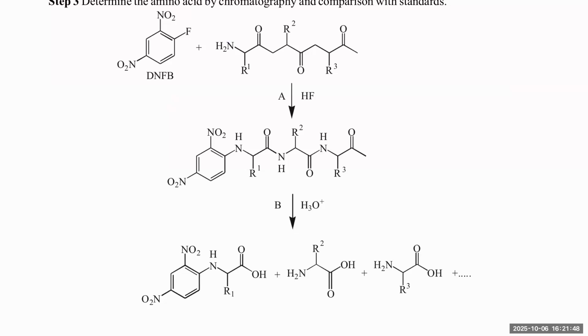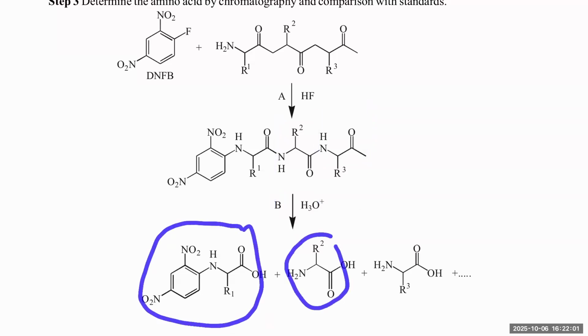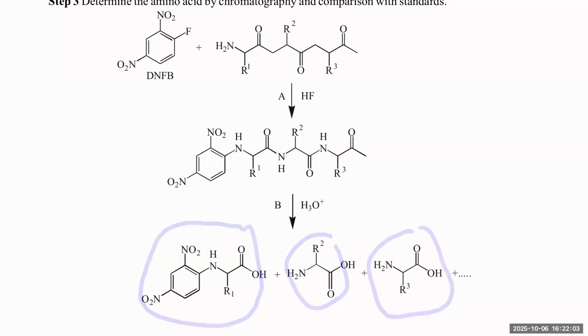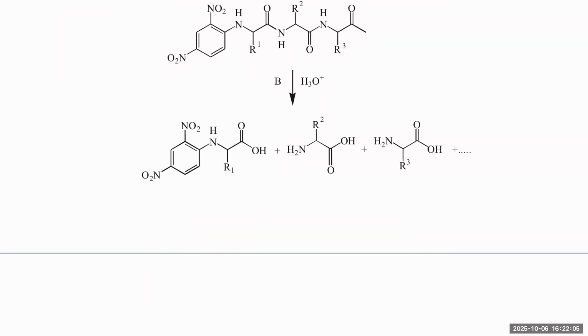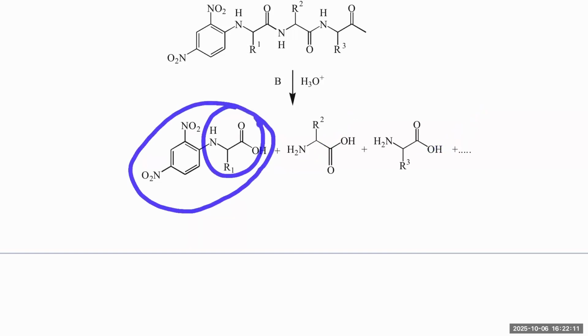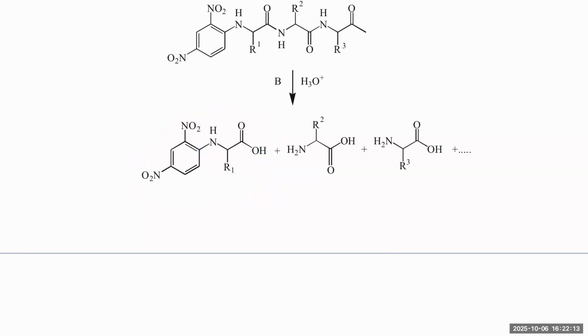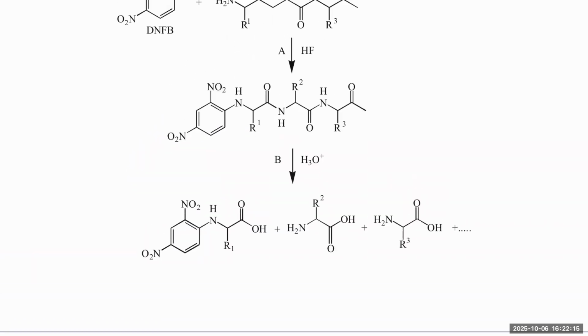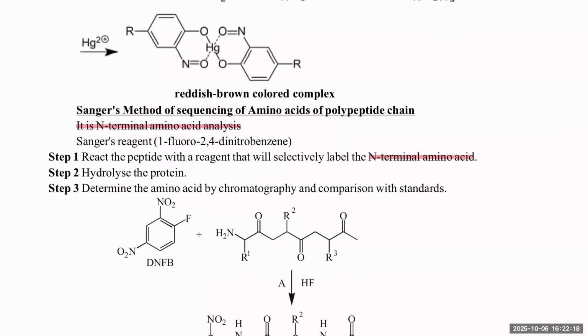Once it comes out here, then hydrolysis. On hydrolysis, this will break. All the amino acids will break, and you will get this part, and this part. Clear? So from here, because these two got separated, based on the molar mass, now you know which amino acid was present on the N-terminal. So Sanger's reagent is mainly used to understand the sequence.